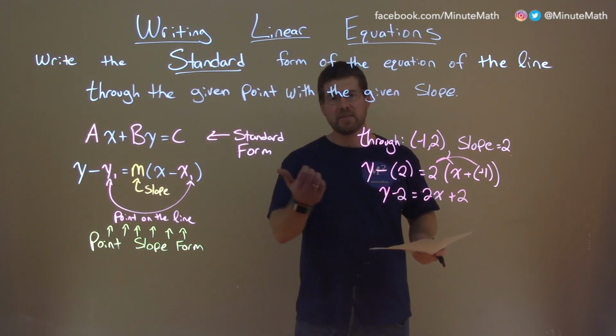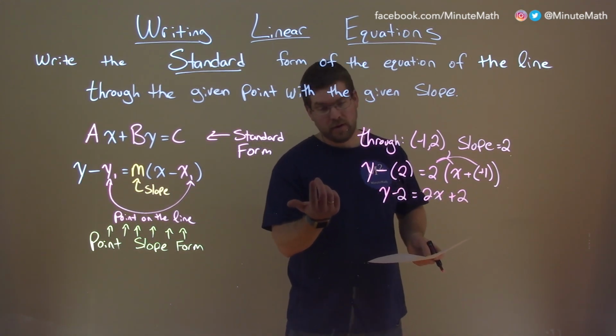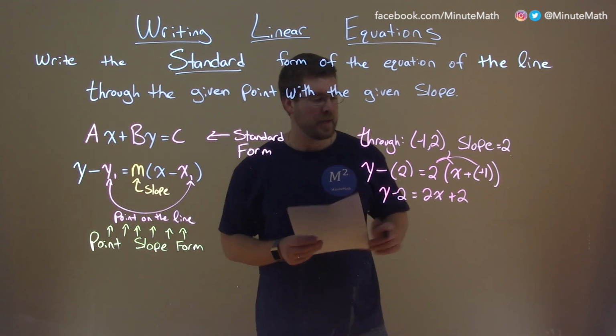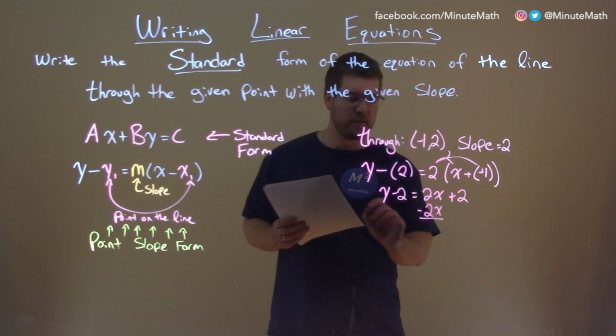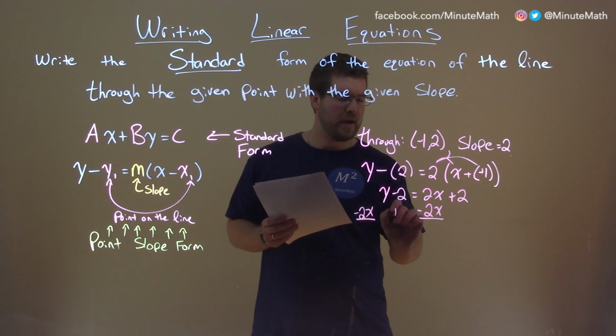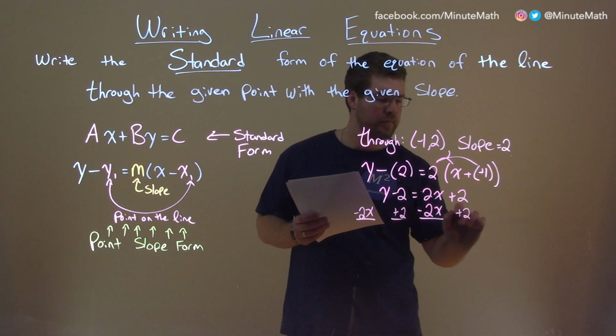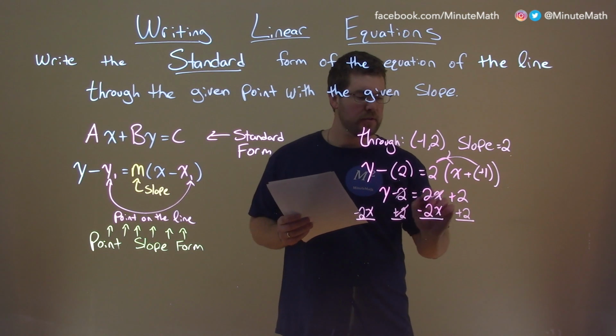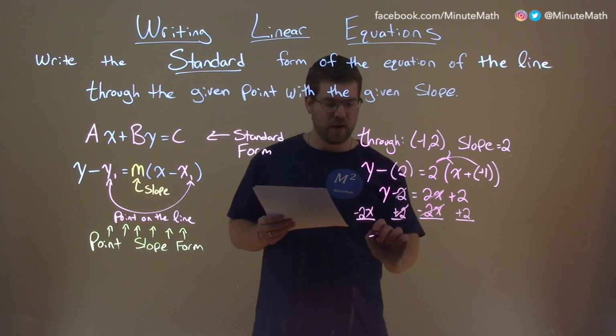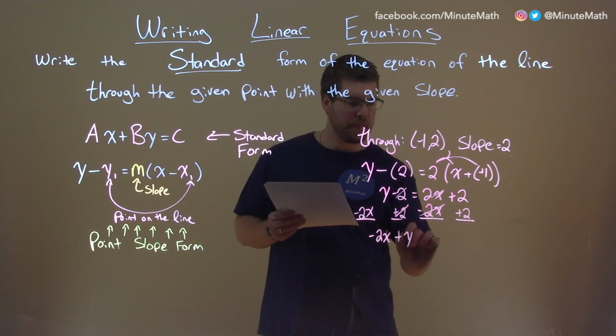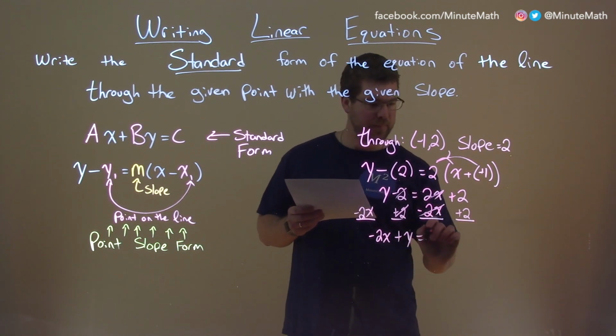So now let's get the x's to the left. y is already to the left. Numbers to the right. Subtract 2x here from both sides. And we add a 2 to both sides. These 2's cancel. 2x cancels here. And we have a minus 2x here plus y equals a positive 4.